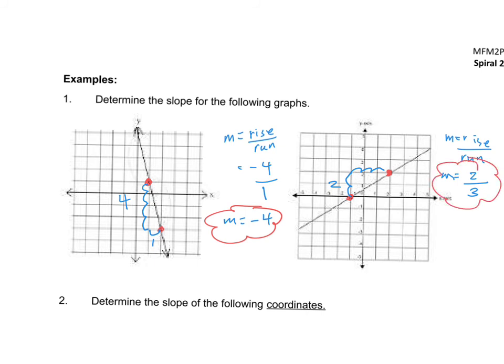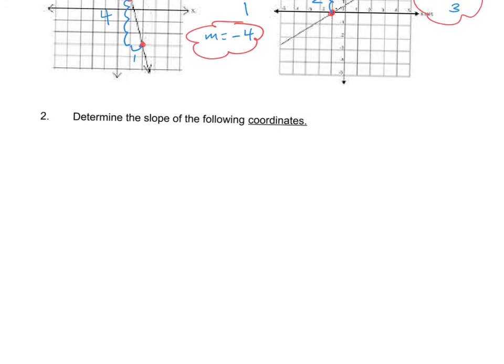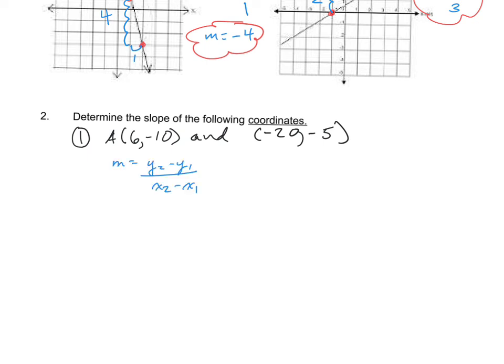So now on to our final problem of the day. Determine the slope of the following coordinates. So let's go again, same rules as before. For points, we use this equation, y2 minus y1 over x2 minus x1, and we'll label all our y2s and y1s.